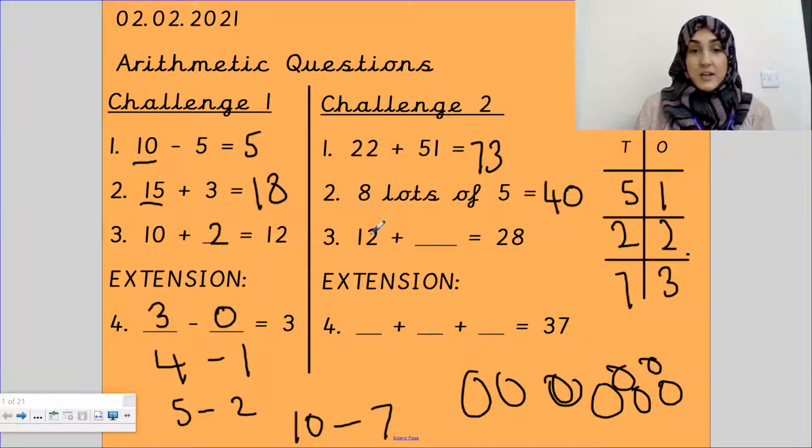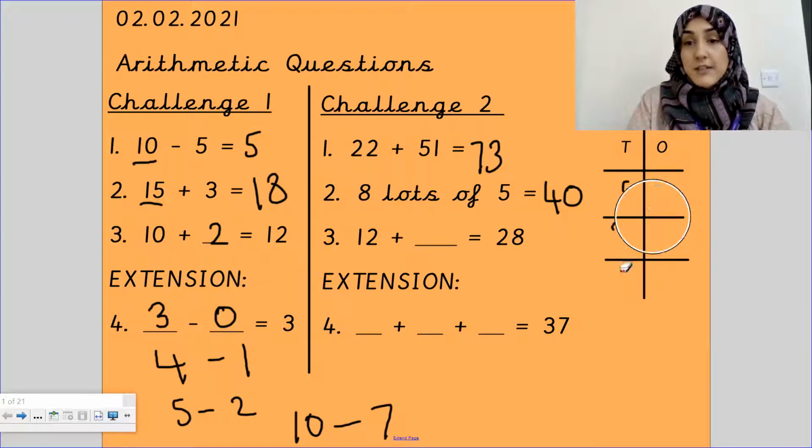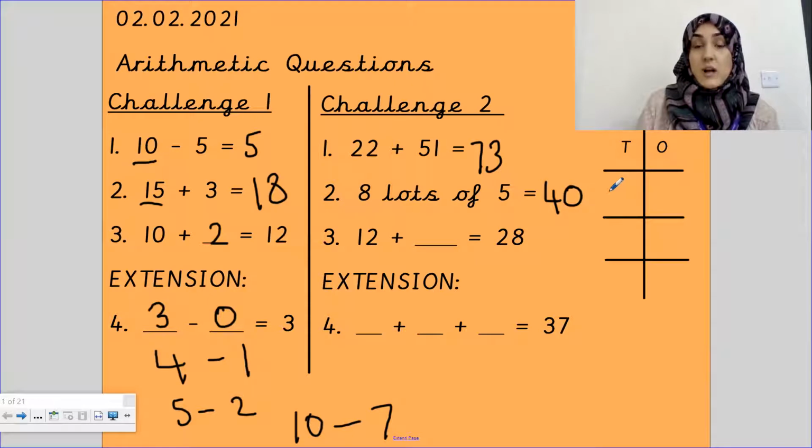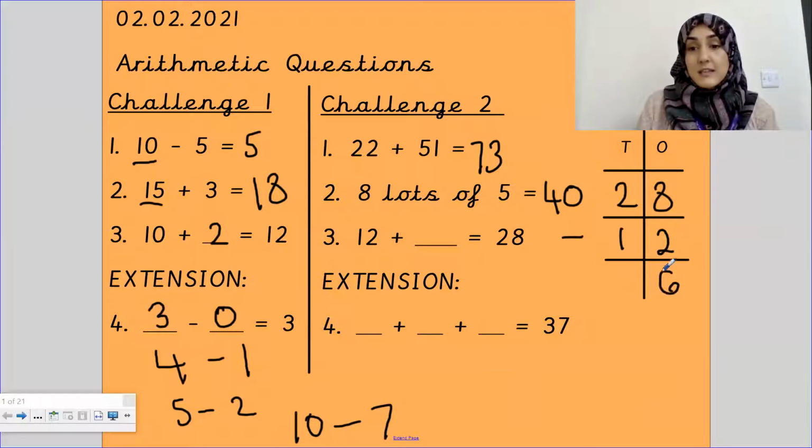Well done. Next, I've got 12 add something equals 28. Now, I could count on my fingers all the way up to 28. That's going to take me a long time. So what I'm going to do is my takeaway, and I'm going to take 12 away from 28, otherwise that won't make sense. So 28 take away 12, and let's see what our answer is. 8 take away 2 is 6, 2 take away 1 is 1. So 12 add 16 equals 28.